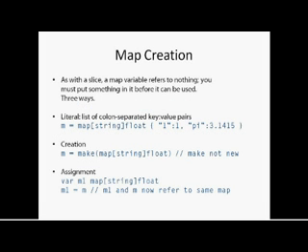Next one, map creation. As with a slice, a map variable refers to nothing. You must put something in it before it can be used. Three ways. Literal: list of colon-separated key-value pairs. Creation. Assignment.